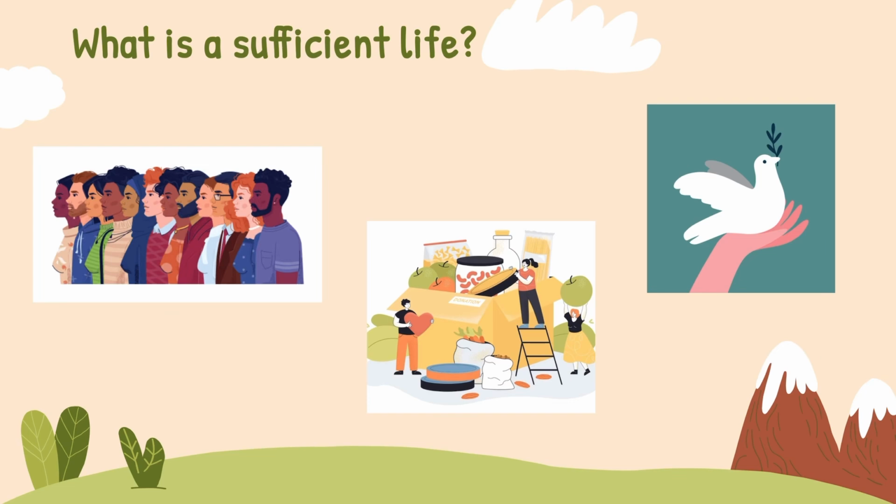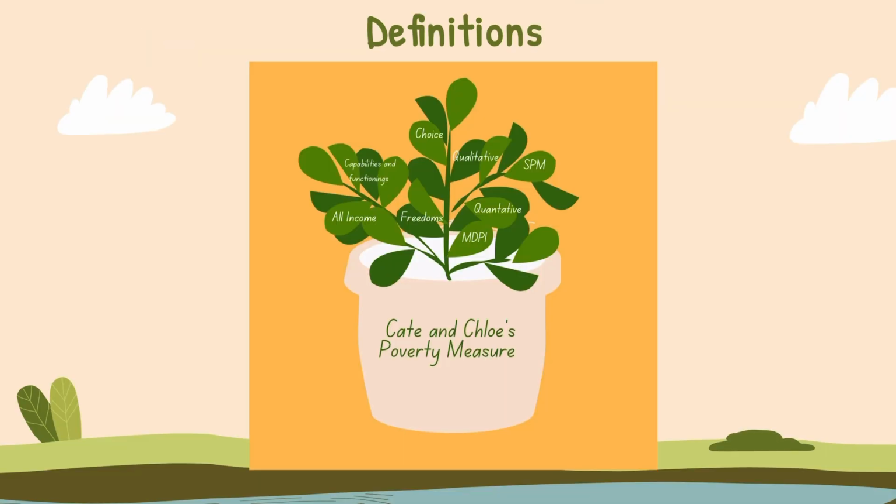Because of this, how we define poverty should also encompass these different situations and needs of individuals without confining them to a rigid definition. With the current measures in mind, the following sprout represents the different aspects of our definition of poverty. These aspects include capabilities, choice, income, freedoms, the SPM, the MDPI, in both qualitative and quantitative analysis.